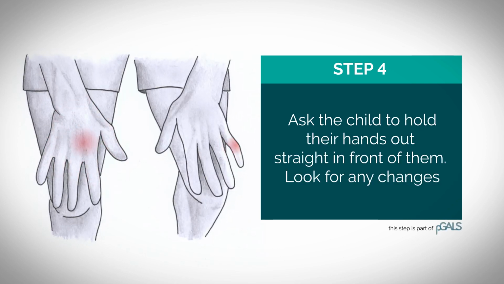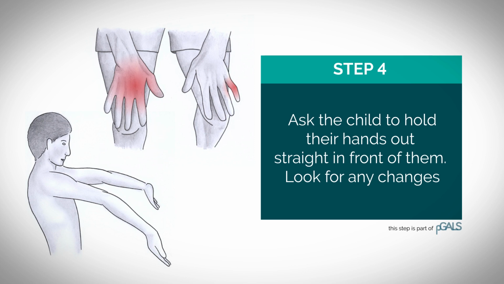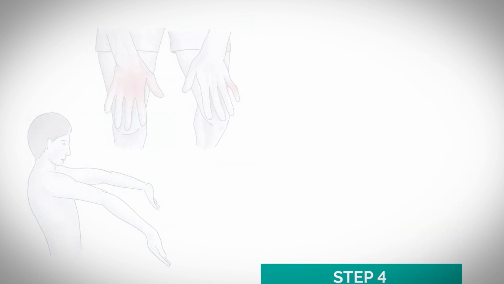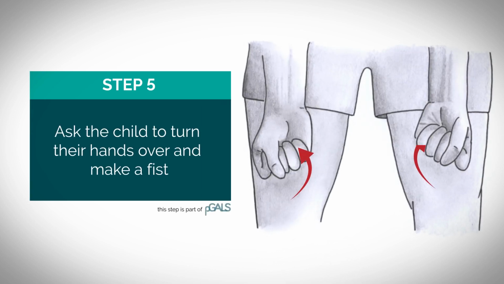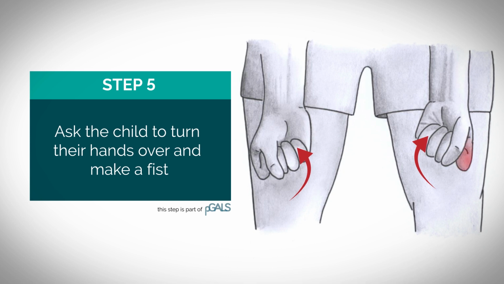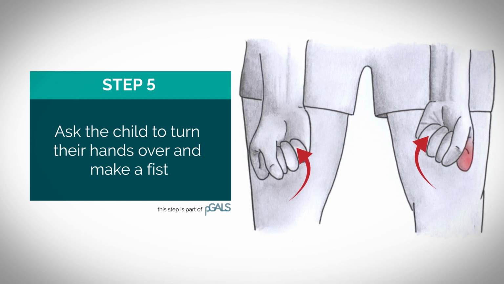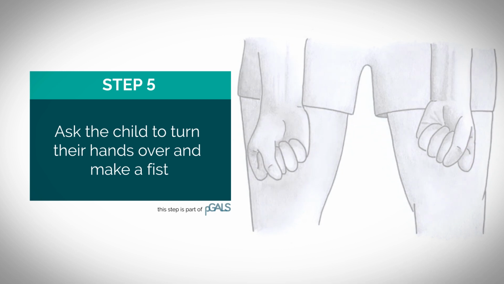Ask the child to hold their arms and hands out straight in front of them. Look for elbow, wrist, and finger extension. Ask the child to make a tight fist with their arms out in front of them, palms up. Look for the ability to supinate, and if the child's unable to make the fist, is this due to reduced range of movement, poor strength, or possibly pain?